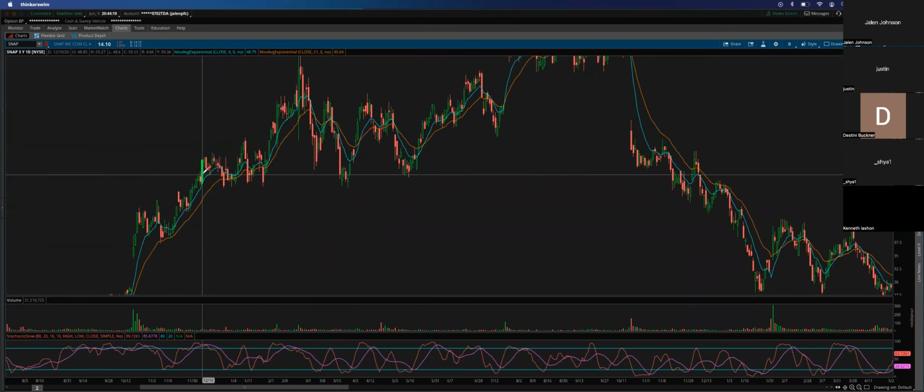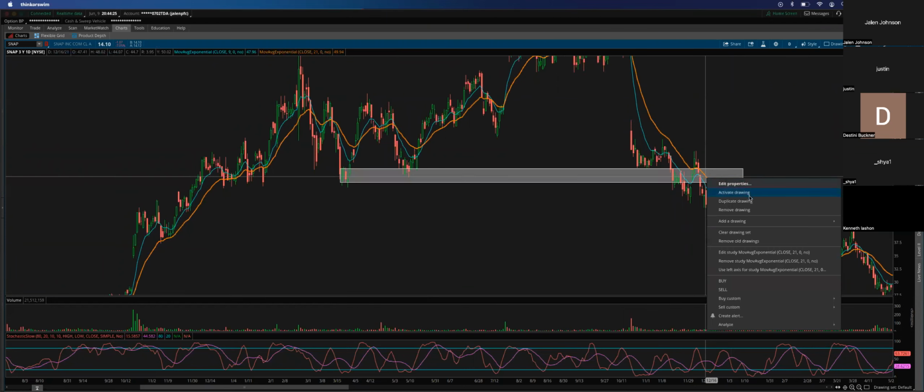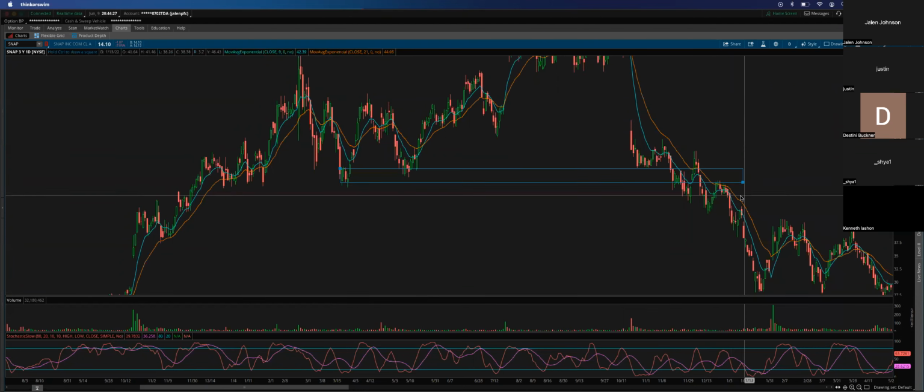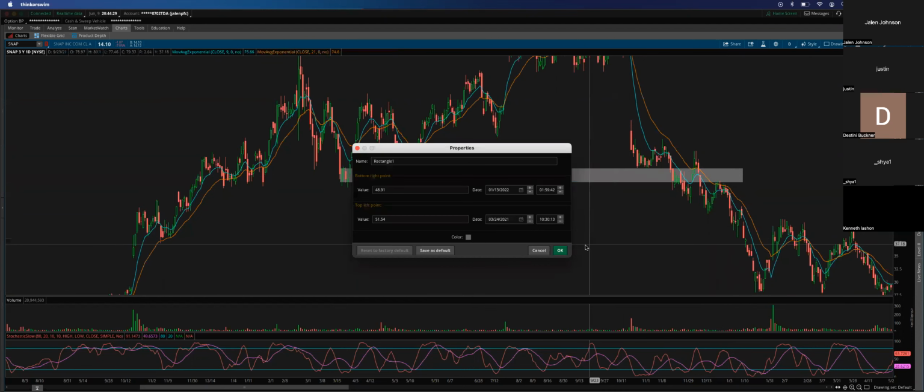Let's see. Trying to think. Snap was choppy as hell. And then this is a smaller stock as well. We had an impulse move up. We had a zone here. Okay, this is a good zone. So there you go. That was a great zone right here. So let's plot that, make that right there.